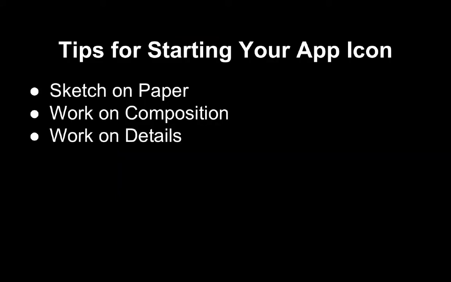All right, so tips for starting your app icon. How do you start this process? Sketch on paper, get those ideas on paper. Work on composition, so work to get all the elements of your app icon to blend well together. Although it's a small space, you still have to consider things like placement of graphics and the proportion of the graphic to the actual icon size. And then you want to work on details of your app icon so that, of course, it's going to stand out.